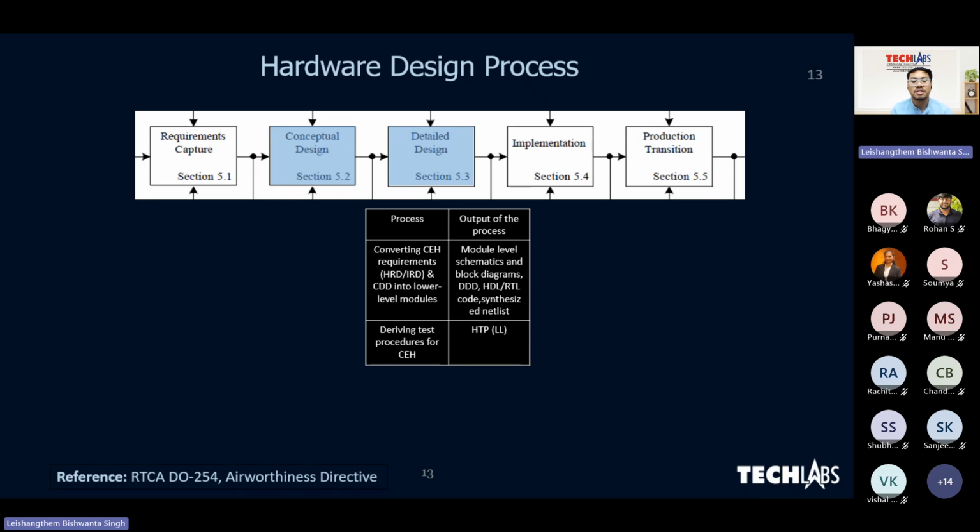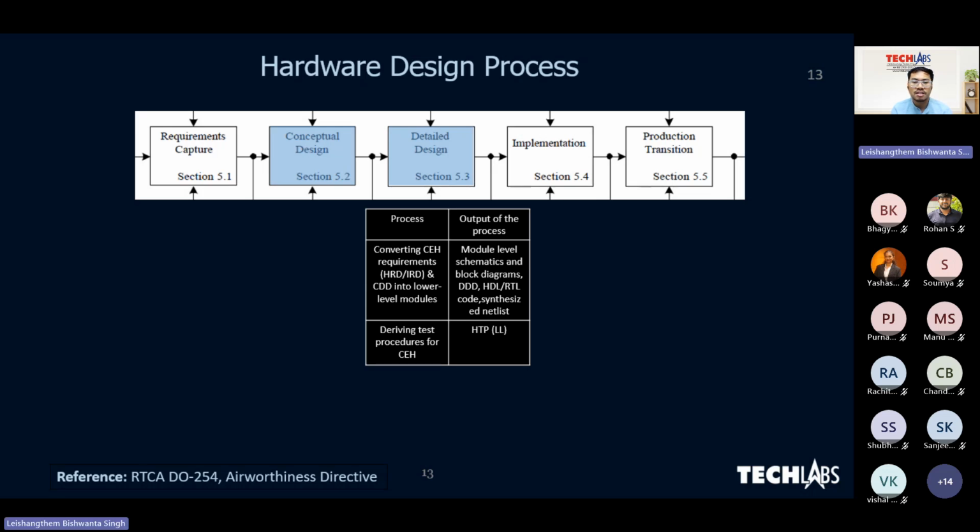As an output of this process, you will have module-level schematics and block diagrams in the form of detailed design data, lifecycle data, and in the form of ECL or RTL code, synthesis netlist. And as output of your supporting process, you will have the hardware test plan or hardware test process.